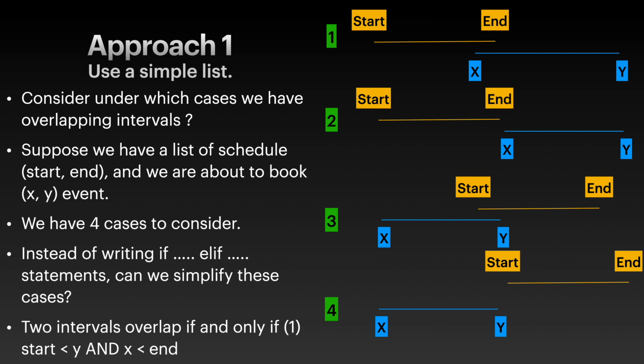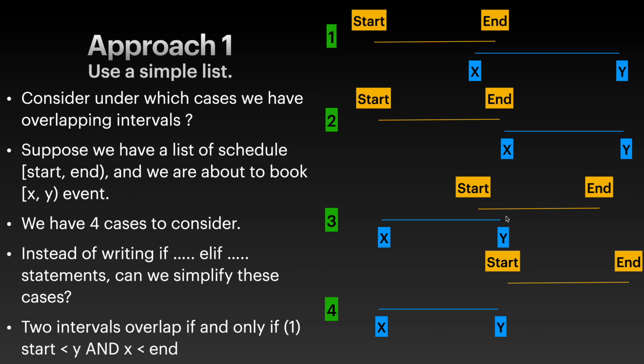In this case we have 4 cases. Here we have 1, 2, 3, and 4. Start and end is something we already have in our schedule, and this x and y is the new schedule that we are about to book, and we want to know if these two are overlapping or not. Actually, I think this one is closed, and this one is closed too. Anyway, we have 4 cases, and under 2 cases we have overlapping schedules. There will be the first one, and then the third one. Can you find the condition for these overlapping intervals?